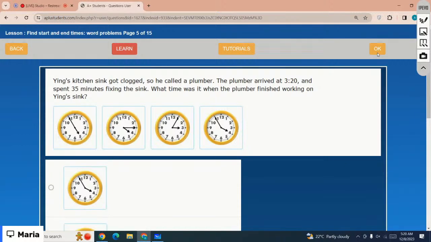Ying's kitchen sink got clogged, so he called a plumber. The plumber arrived at 3:20 and spent 35 minutes fixing the sink. What time was it when the plumber finished working on Ying's sink? Which is the correct option?